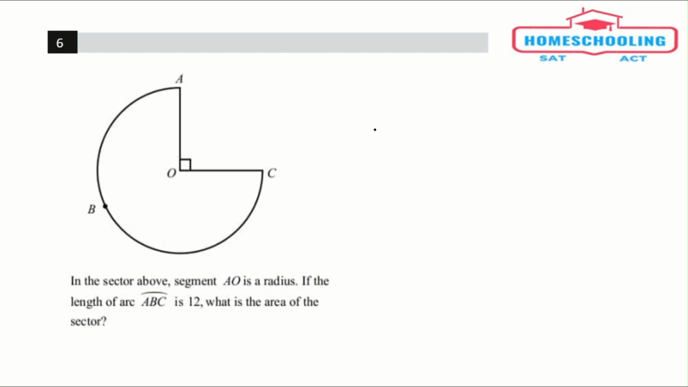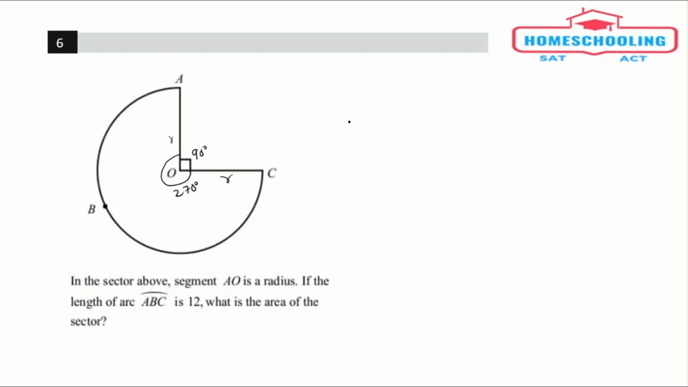Now in this question, in the sector above, segment AO is a radius, so this is your radius r. Similarly OC would also be a radius. If the length of the major arc ABC is 12, what is the area of the sector? As we know, this is a 90-degree angle here, and the central angle of a circle is 360, so this angle would be 360 minus 90, that is 270 degrees.